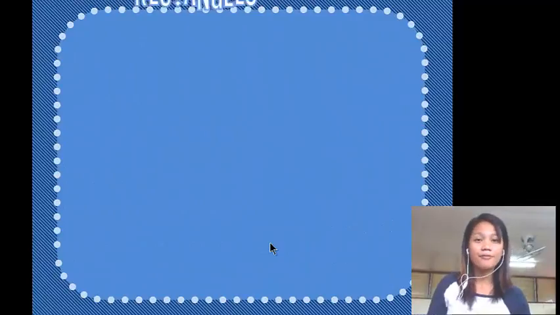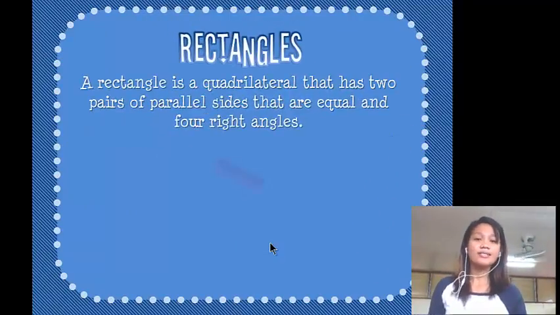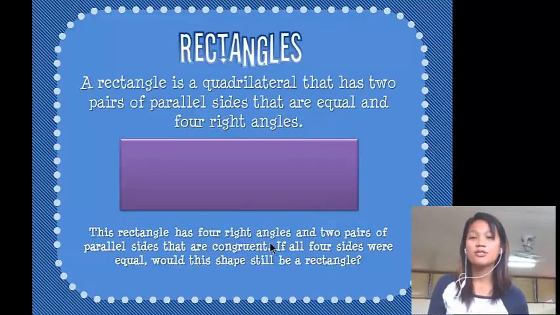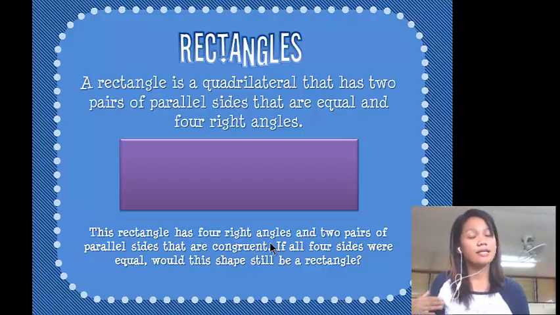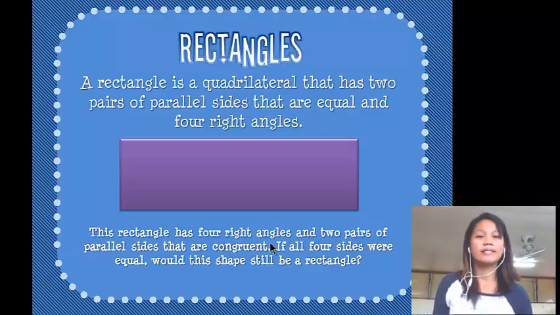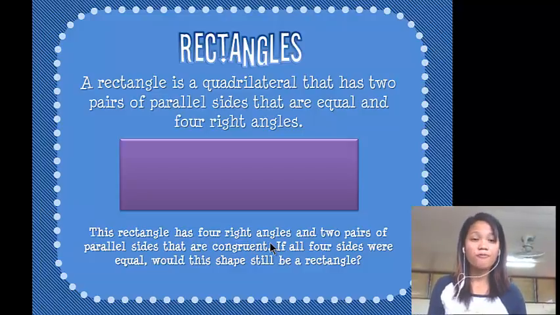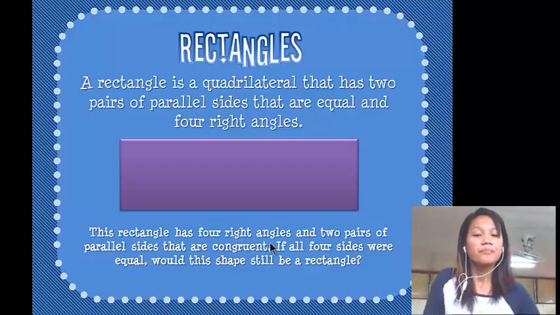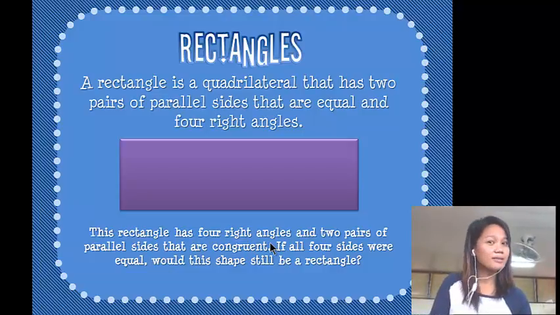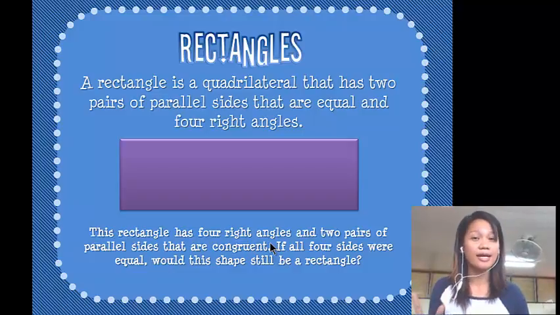Next, we have the rectangles. A rectangle is a quadrilateral that has 2 pairs of parallel sides that are equal and 4 right angles. The quadrilateral is made up of angles which are all right, meaning the measure of each angle is equal to 90 degrees. So if all 4 sides were equal, would this shape still be a rectangle?